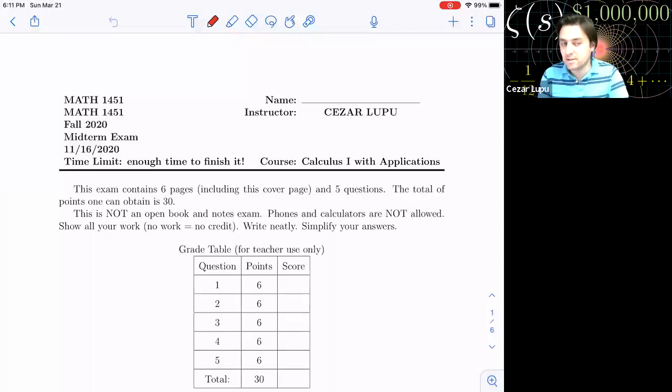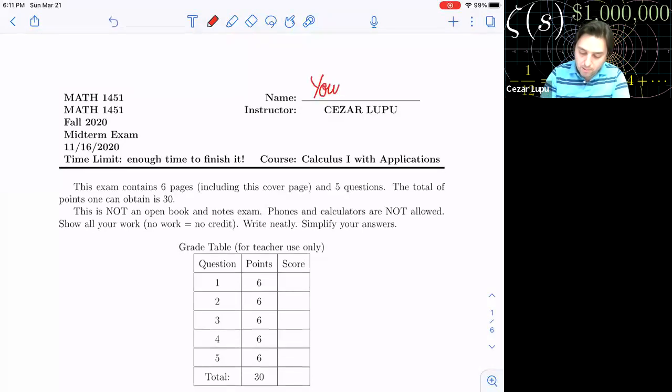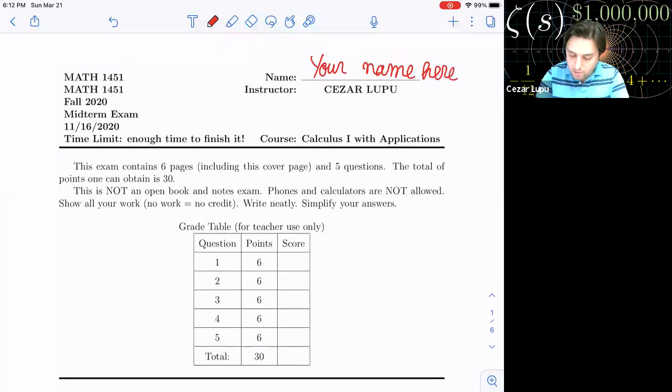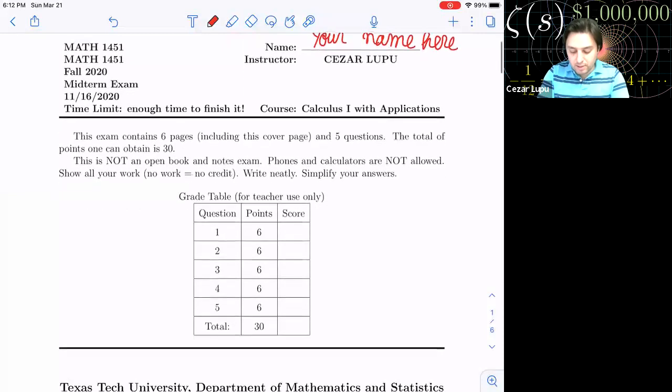You also will have a date and the time limit. Well, I put here just enough time to finish it, but it will be 48 hours. And this will be plenty of time to finish the exam. Also, make sure you write your name here. Where it says your name, make sure you write your name, because I need to know whose exam I'm grading. So your name here. Now let's get to the details.